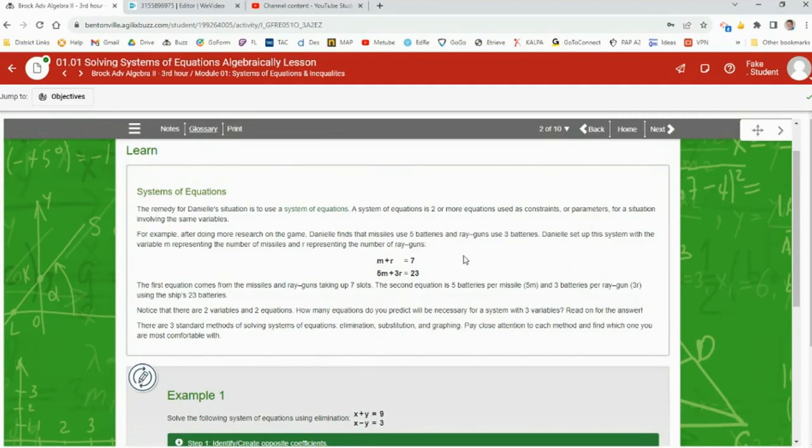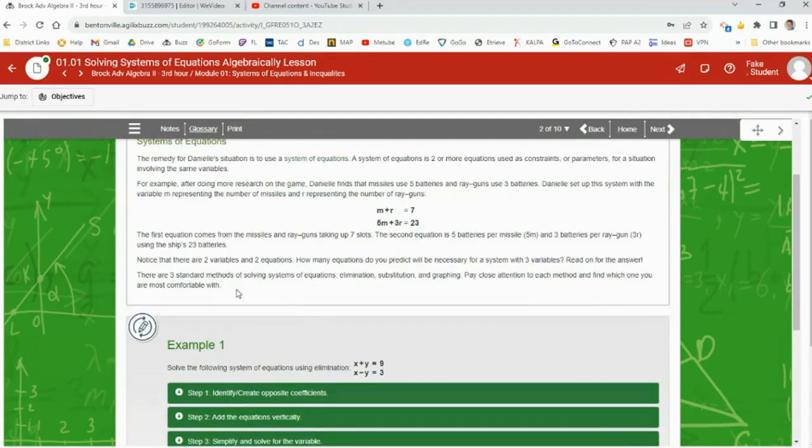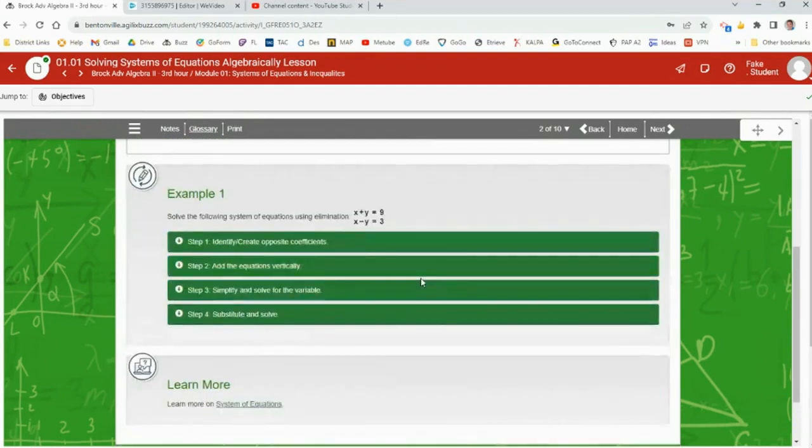So she's trying to find the optimum number, right? If she just uses 4 missiles, they'll use 20 batteries, and 1 ray gun, that'll use all 23 batteries, but that leaves her 2 empty spots. So there's got to be a better combination somehow. So 2 variables, 2 equations. M and R are in both equations. So how many equations do you predict to be necessary for a system with 3 variables? Yeah, 3 variables, you need 3 equations. So there are 3 standard methods: elimination, substitution, and graphing. So let's see which one you like the best.